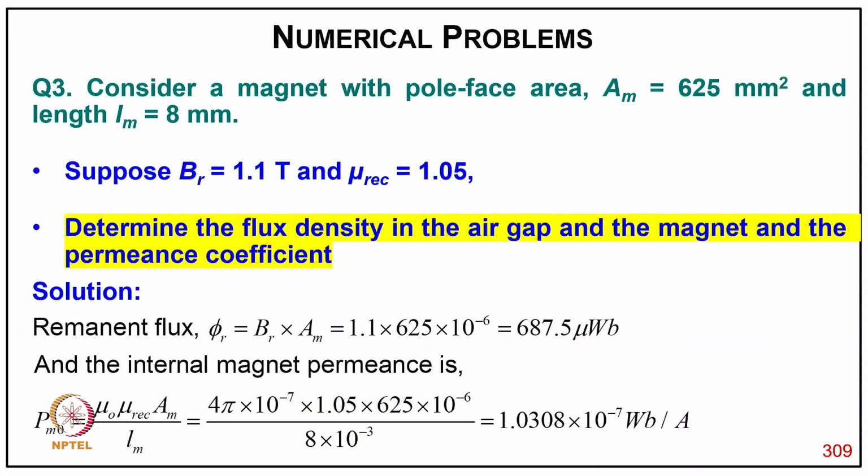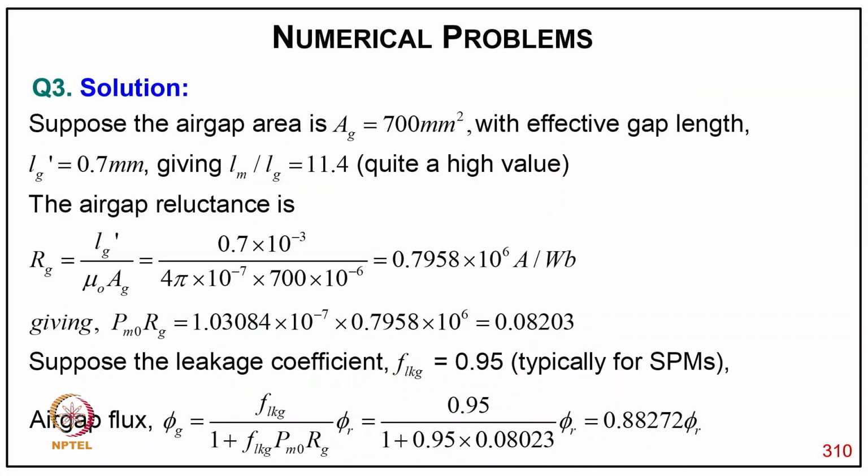Now coming to question 3, consider a magnet with pole face area Am equal to 625 millimeter square and length Lm equal to 8 millimeter, and suppose Br equal to 1.1 Tesla and mu recoil equal to 1.05, and determine the flux density in the air gap and the magnet and the permeance coefficient. The solution is the remanent flux phi r equal to Br into Am, and that comes 685.5 microweber, and the internal magnet permeance is Pm0 equal to mu 0 mu recoil Am upon Lm. Putting values it comes 1.0308 into 10 power minus 7 Weber per ampere.